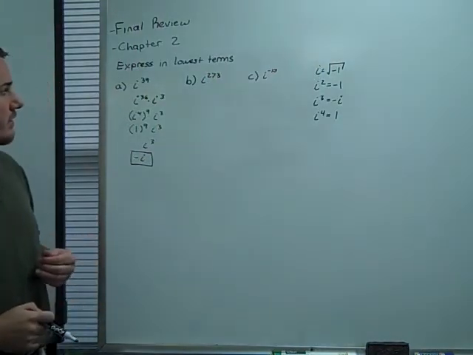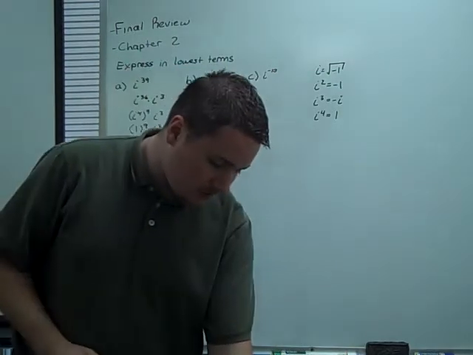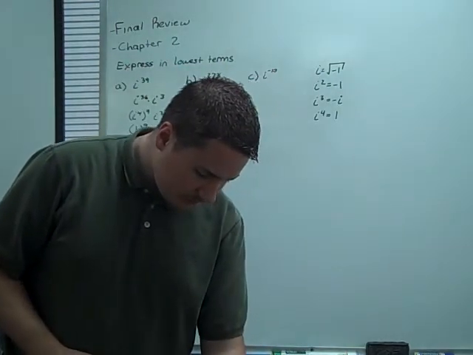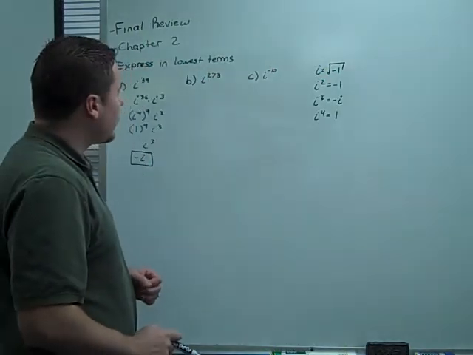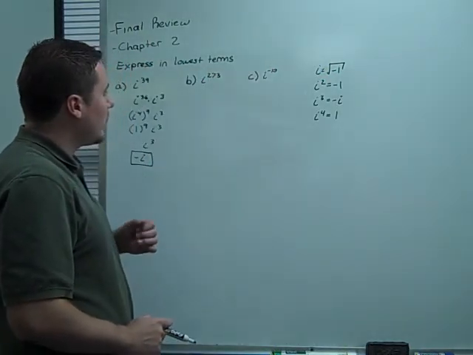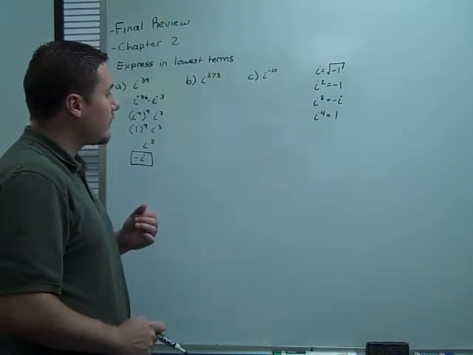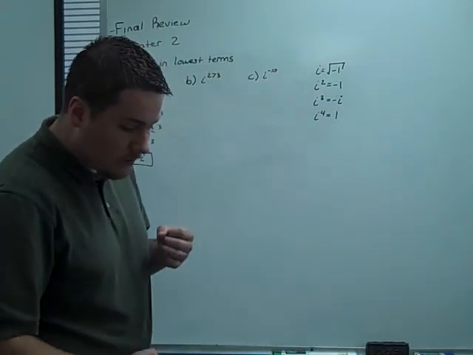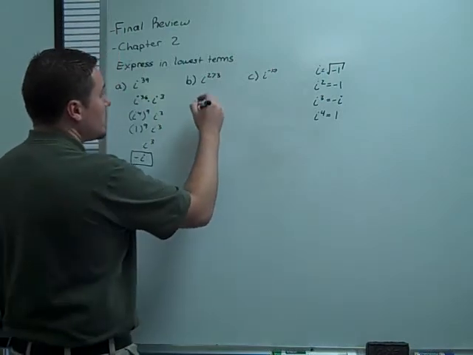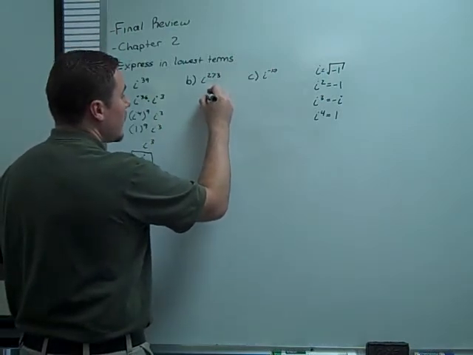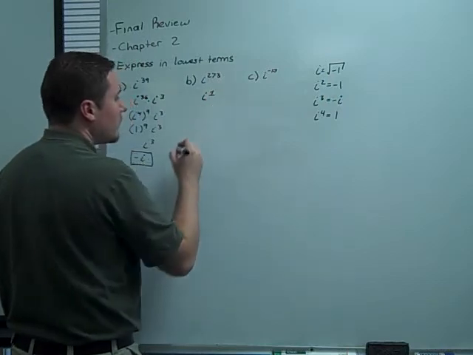i to the 273rd. That's taking this a degree further. 273 is not divisible by 4, but when we do divide it by 4, the remainder we get is 1. So it's safe to say that this is equal to i to the 1.